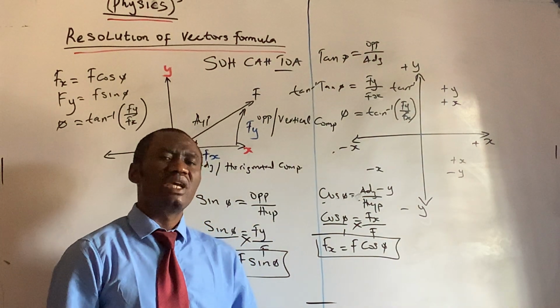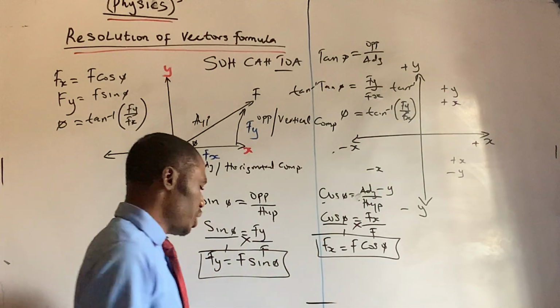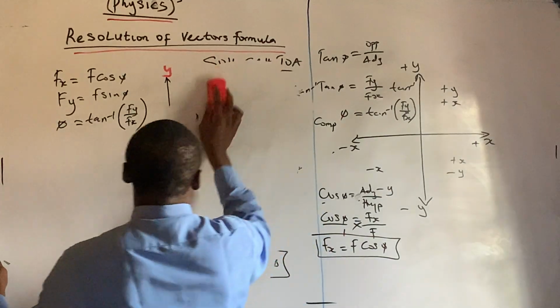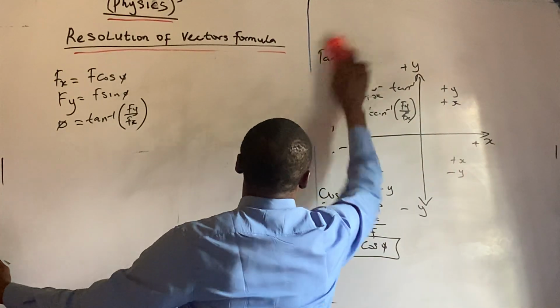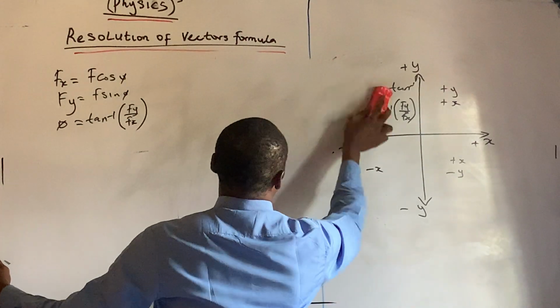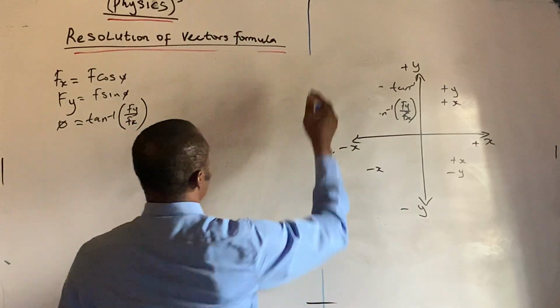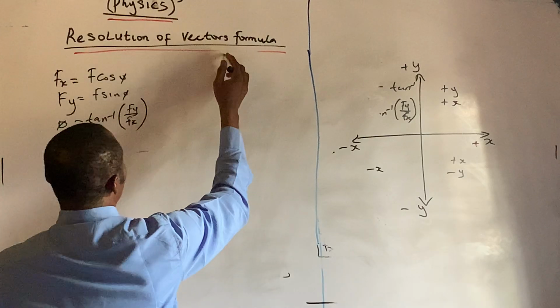What if the angle of inclination is towards the y-axis? What do we do? Now, let's clean up the board. Of course, we'll still use SOHCAHTOA anyhow. Let's put the SOHCAHTOA back again because it's going to be used again.